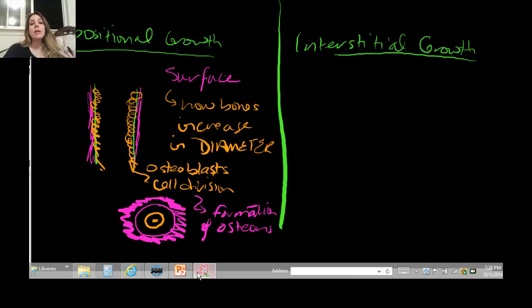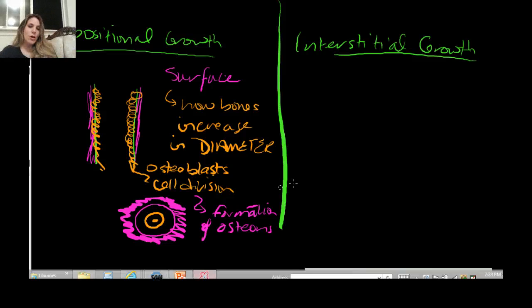Again, these osteoblasts that are lying under the periosteum are going to start laying down bone matrix, and eventually the matrix is getting laid down in lamellae, and eventually you have your osteons. So it's all about osteon formation for increasing the diameter of the bone.